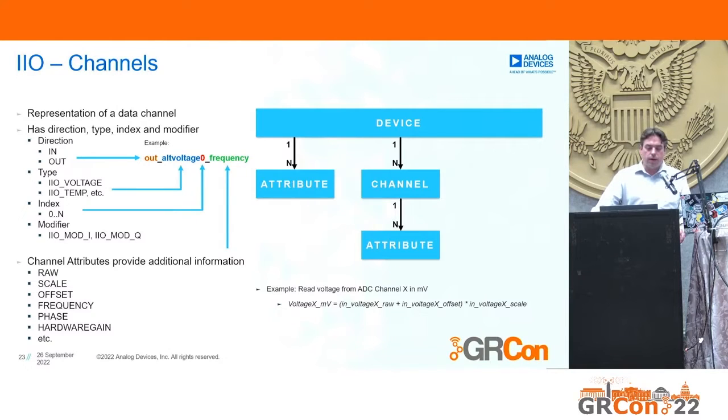In this case, we see frequency as the attribute, but there can also be phase, hardware gain, scale, offset, raw. And the nice thing about IIO is that those things are standardized, and you can construct physical SI units from it. For example, if you want to know the real voltage on a channel, you basically take the raw attribute, add the offset to it, and multiply it by the scale. And then the convention is that the result is in millivolts.